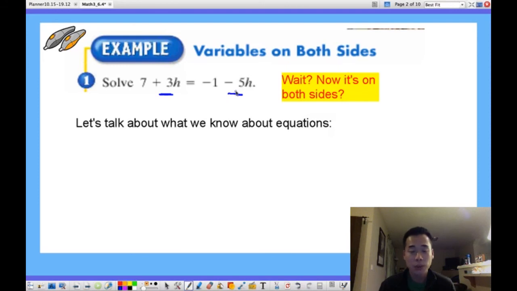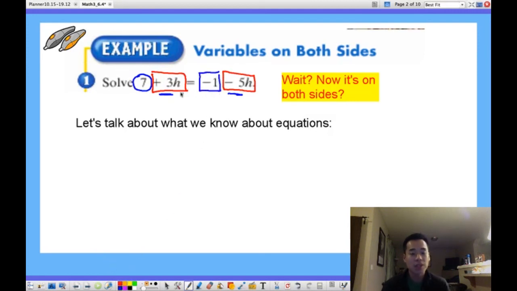Choose a side where you want to move the variable. The general rule of thumb for me is you can move all the variables to the left-hand side and all your constants, or your numbers, to the right-hand side. If you reverse it, you move all the numbers to the left-hand side and all your variables to the right-hand side of the equal sign. It will be the same at the end. Just remember that in this equation, you have a positive 7, a positive 3h, a negative 5h, and also a negative 1.